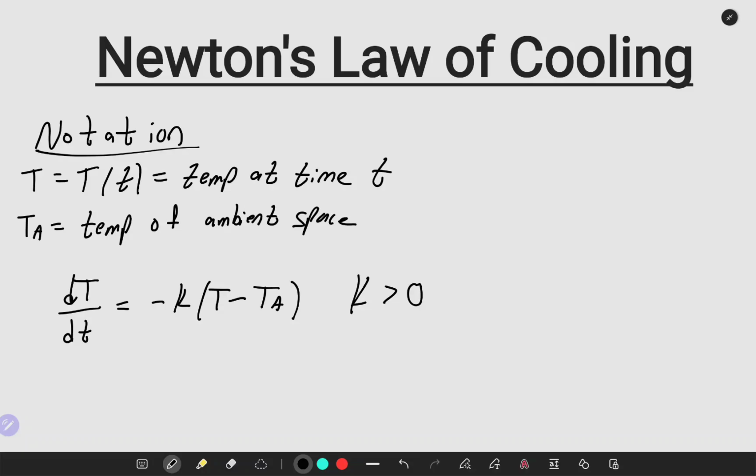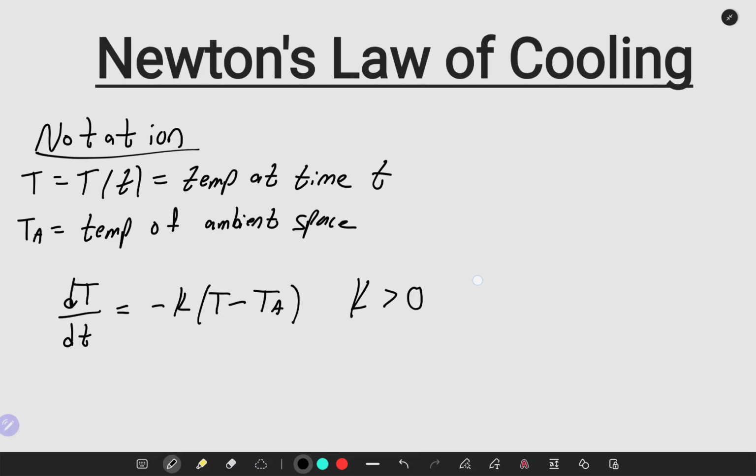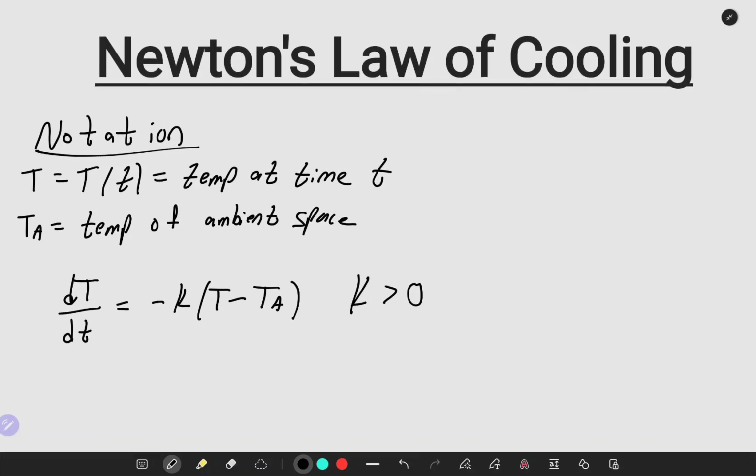using this equation and our knowledge of first order ordinary differential equations, we can solve for the time that it will take for an object to cool down or for an object to heat up. So to show this, let's look at the first example.